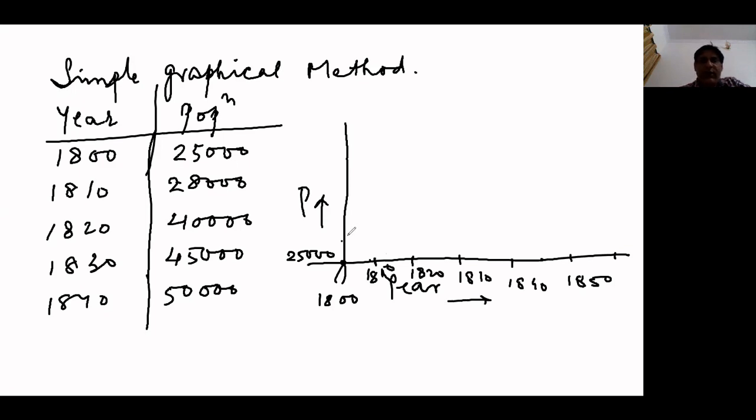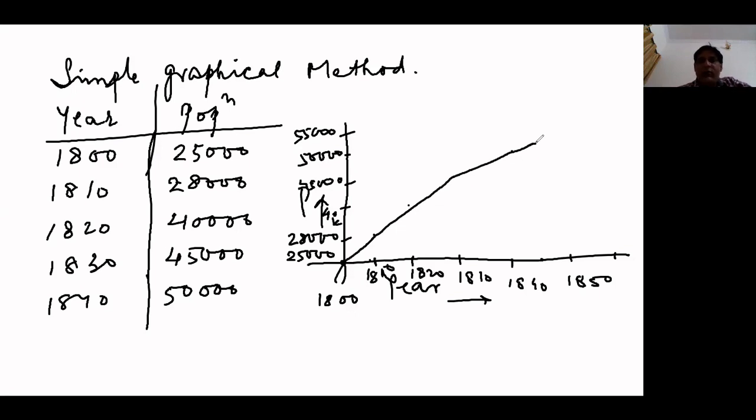Now plotting the various values, this is say 28,000, this is 40K, this is 45,000, this is 50,000. Say this is 55,000, right? You plot the points. Right? You draw a curve, right?